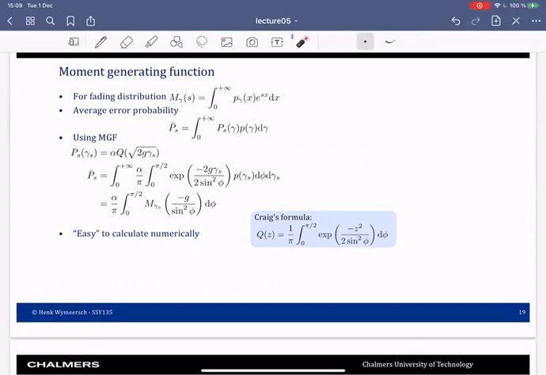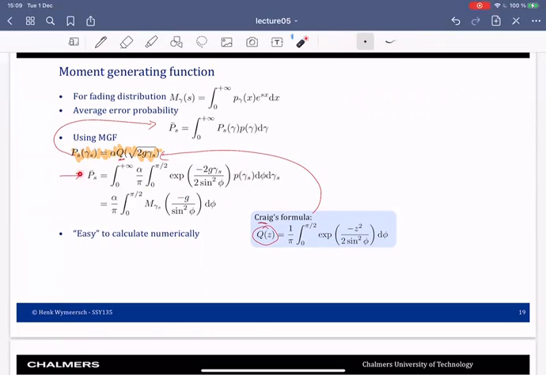So we start from our moment generating function. This is our average error probability. We've seen that the average error probability can be written with a Q function. This is from this table earlier in the slide. There's also, it turns out, an expression for the Q function, which is known as Craig's formula. So this is this expression for the Q function. We substitute this in here, then we substitute this in there, and then we end up with this expression here.